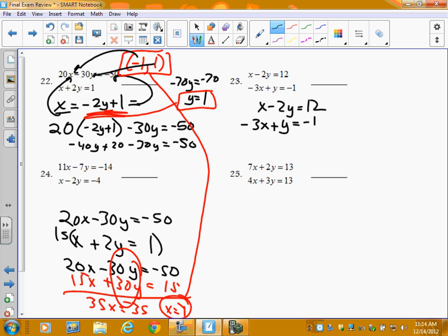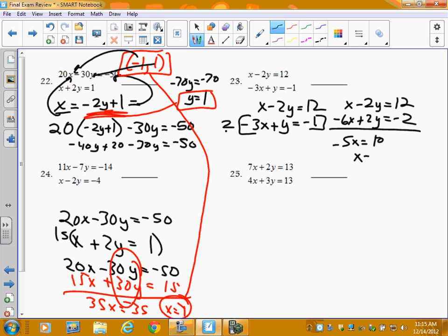So what I choose to do here, real quick, looking at it, I'm going to multiply this one by 2. So x minus 2y equals 12. 2 times that gives me negative 6x. 2 times this is positive 2y. 2 times this is negative 2. So now I've done something that eliminates the y's. What do I mean by eliminates the y's? The y's cancel out. So negative 5x equals 10. X is negative 2.